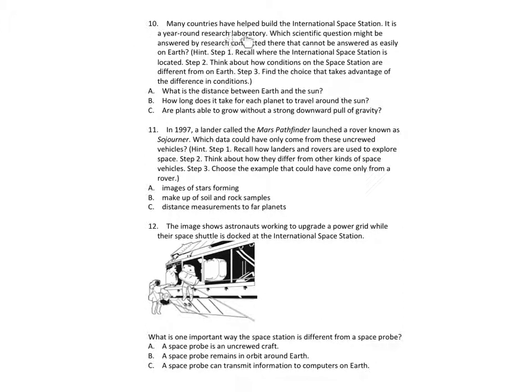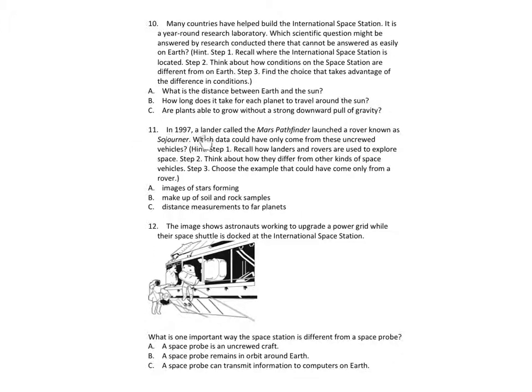Number 10. Many countries have helped build the International Space Station. It is a year-round research laboratory. Which scientific question might be answered by research conducted there that cannot be answered as easily on Earth? Hint. Step 1. Recall where the International Space Station is located. Step 2. Think about how conditions on the International Space Station are different from on the Earth. Step 3. Find the choice that takes advantage of the difference in conditions. A. What is the distance between the Earth and the Sun? B. How long it takes for each planet to travel around the Sun. C. Are plants able to grow without a strong downward pull of gravity?